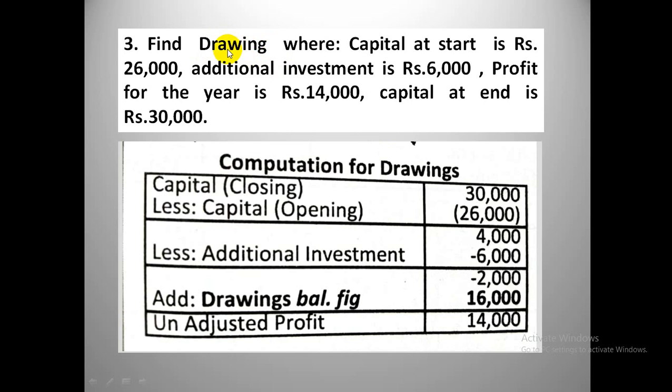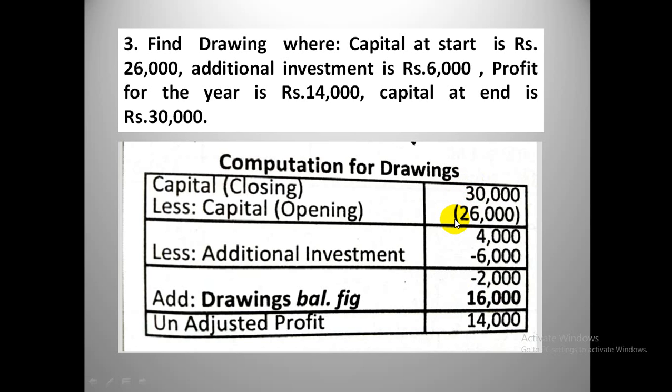Now they had kept the drawings amount hidden. Capital at start is given, additional investment is given, profit is given, and capital at end is given. Again we will fill up the blanks which are given to us, and we will try to reach the missing figure. If we have unadjusted profit but we do not have the drawings as a balancing figure, we know the sequence which we are following.